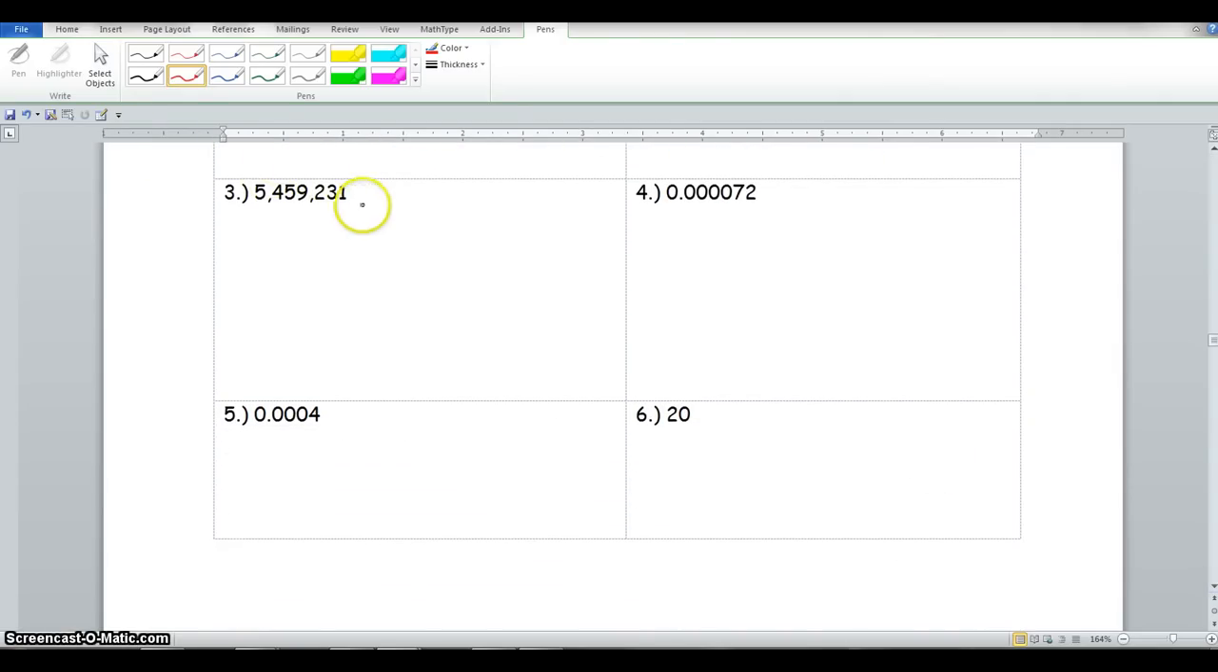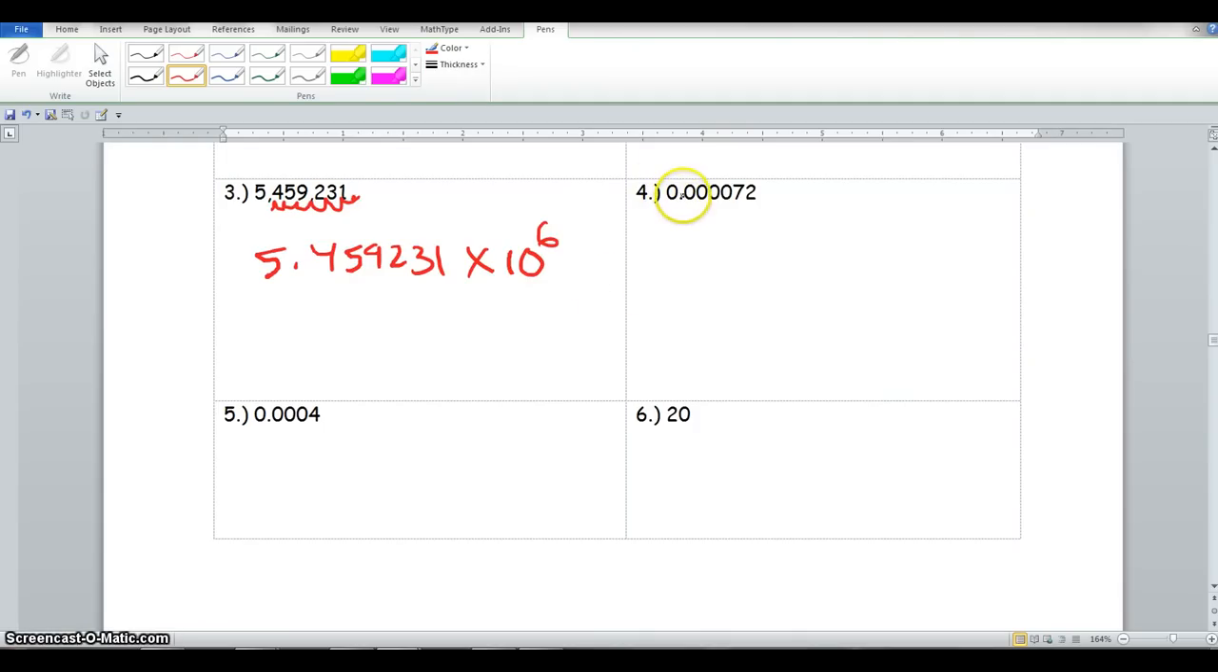Now number 3, it's assumed to be a decimal at the end of this number. So we'll move that decimal 1, 2, 3, 4, 5, 6 places. So it'll be 5.459231 times 10. And since we move to the left, it'll be times 10 to the 6th power.